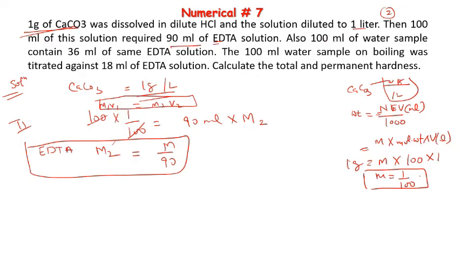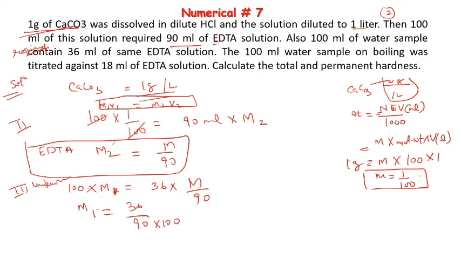Next, third, also 100 ml of water sample requires 36 ml of sample EDTA solution. So the third part says 100 ml of this water sample. Now the water sample is somewhat different. So, sorry, M1 is equal to 36 into M by 90. So the molarity for this unknown water sample is M1 equal to 36 divided by 90 divided by 100. Since no boiling and nothing else has to be done, it will give us the total hardness.